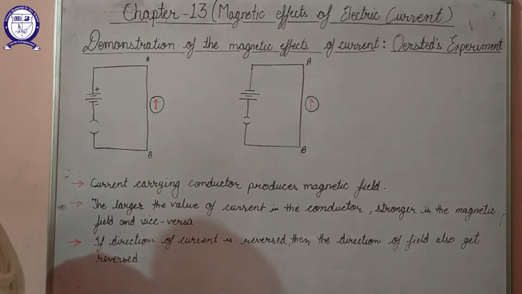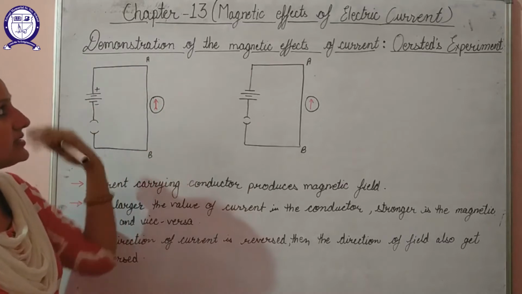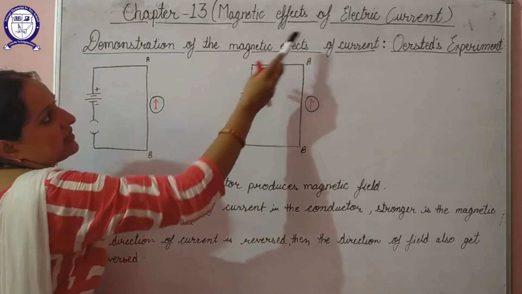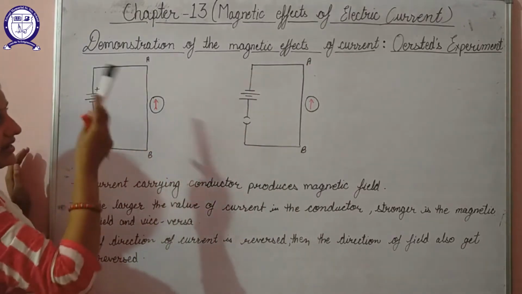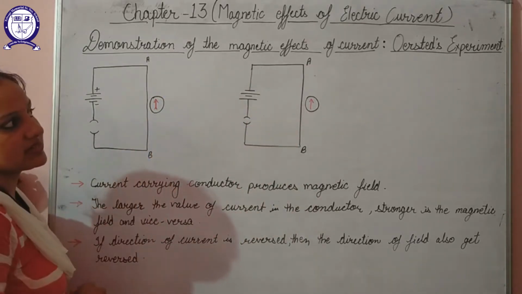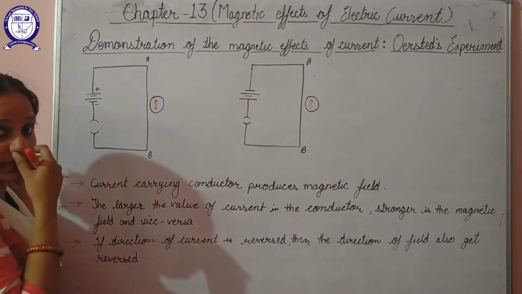Next is the demonstration of the magnetic effects of current. In this activity we will discuss how an electric current can be used to generate a magnetic effect in a conductor. And this demonstration of electromagnetism was given by a scientist named Oersted. That's why it is termed Oersted's experiment.